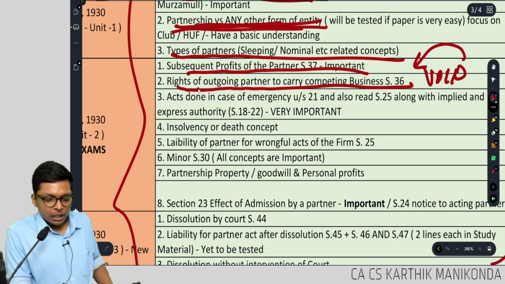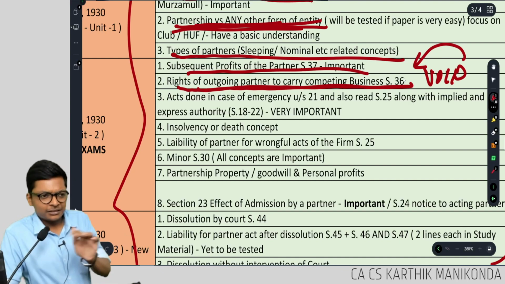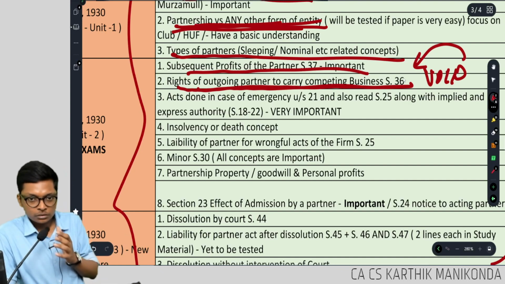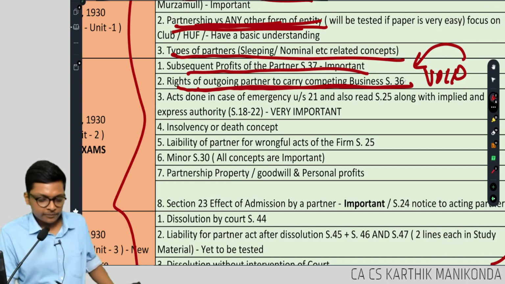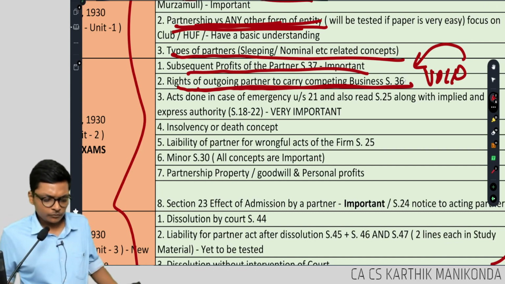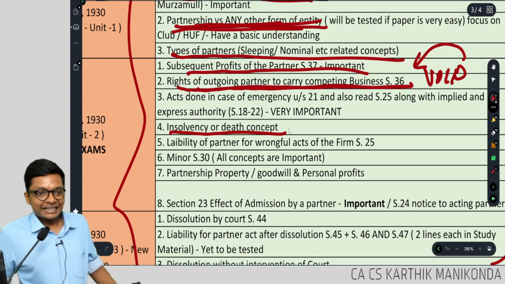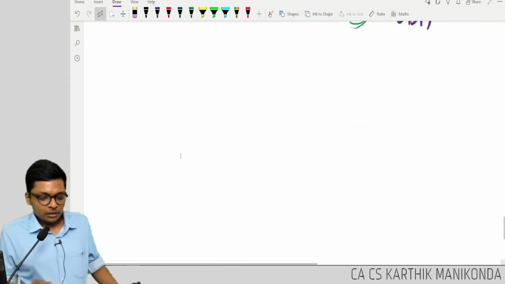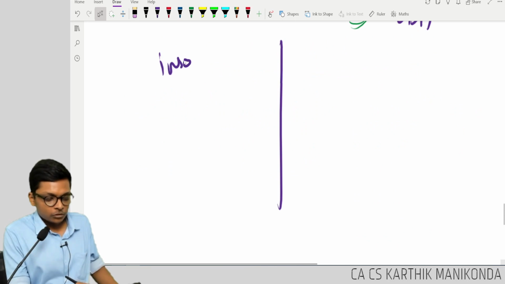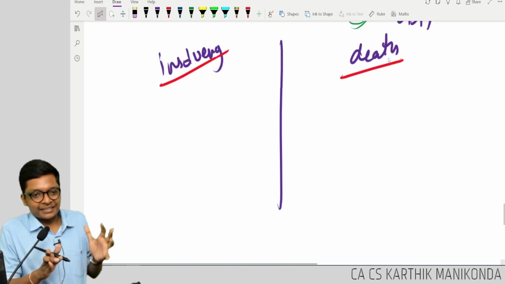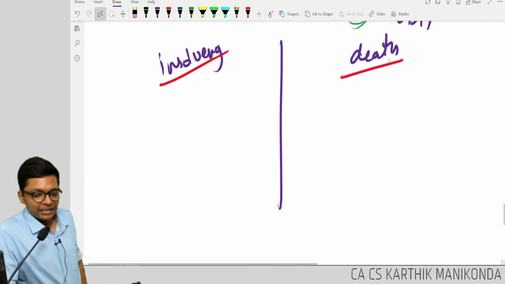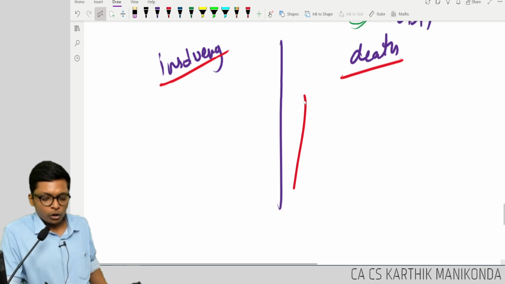Another point, outgoing partner to carry on competing business. This only is there. Hello? Guys? Okay. Next. Yes, reasonable means local limits and a specified period of time. Okay. Let's take insolvency or death. Follow, guys.